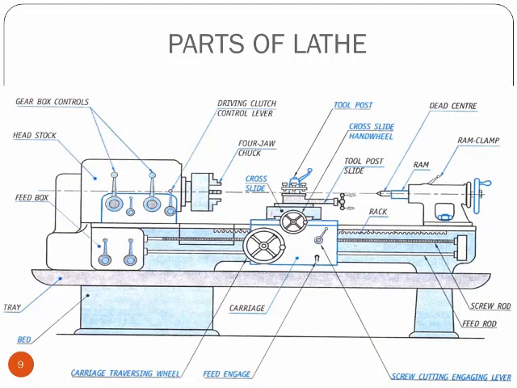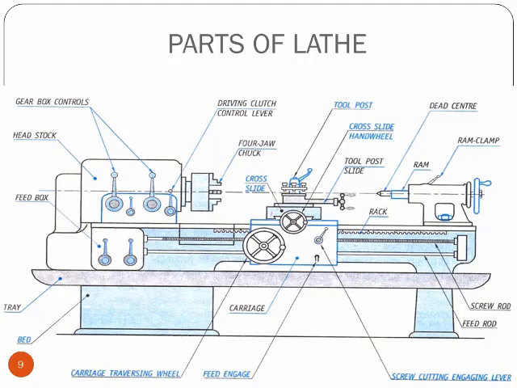Then just on the right side we have a carriage assembly. This carriage assembly consists of the carriage traversing wheel and the feed engage for giving the translational motion, or auto translational motion, to the carriage. Then we have the tool post that will hold the tool. We have the cross slide hand wheel that will help us move the cross slide, that will give the depth of cut. Then we have the tool post slide, which can be used for giving the parallel motion to the tool.